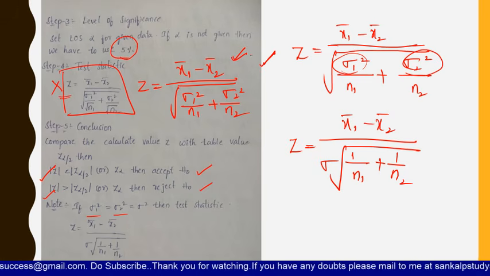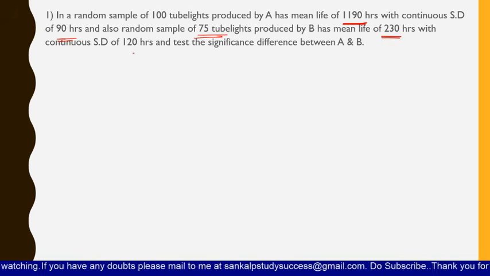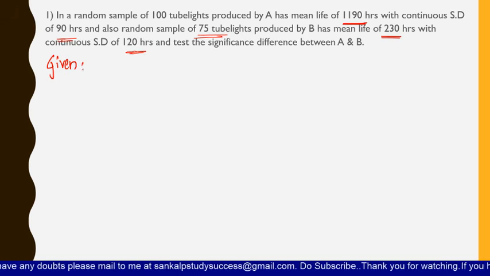Now let us see the problems related to two means. Here, a random sample of 100 tube lights produced by A has a mean life of this much with a certain standard deviation. That means this is completely of the first one. And a random sample of 75 tube lights, that means this is n2, which is having a mean life and also standard deviation. Here we are going to test the significance of A and B. Now let us write the given data: n1 and n2, sigma 1, sigma 2, and x1 bar and x2 bar.